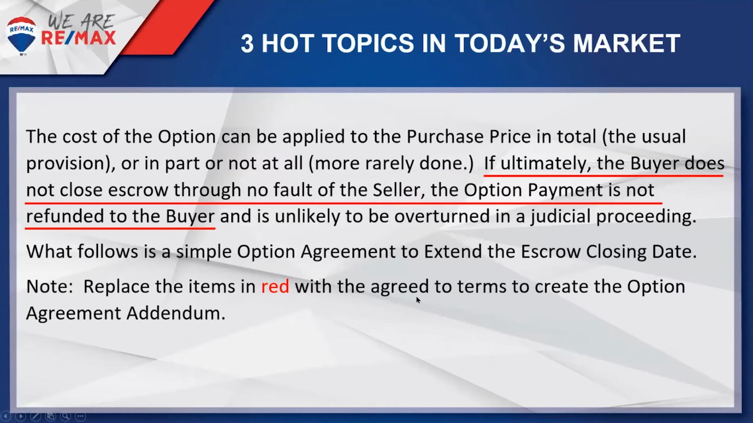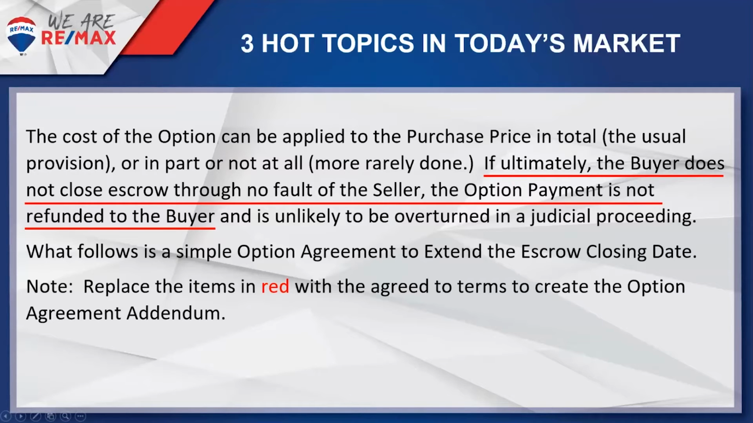If ultimately the buyer does not close escrow through no fault of the seller, the option payment is not refunded to the buyer. And that's pretty typical in contract law. Option payments are usually not refunded. The buyer got the benefit of the bargain. They got the right to extend escrow. And so they got what they paid for.